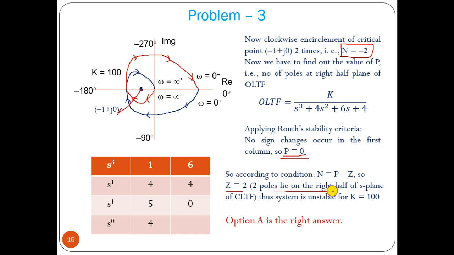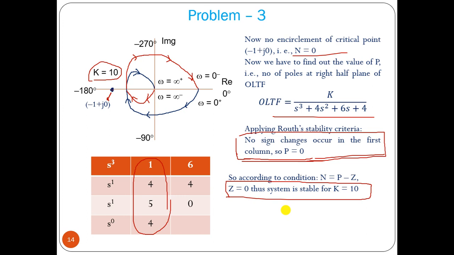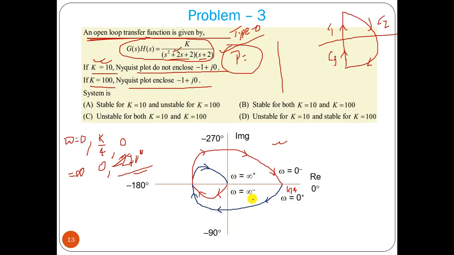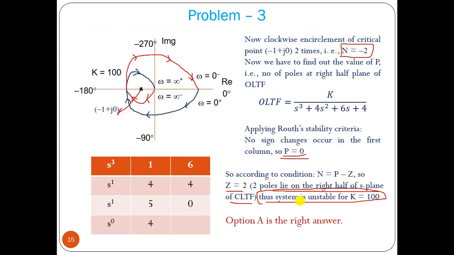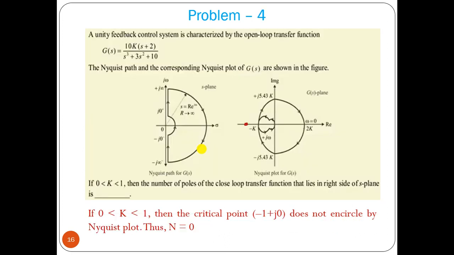That means two poles lie on the right half of the S plane of the closed loop transfer function. The system is unstable for k equal to 100. That means for k equal to 10, the system is stable, and unstable for k equal to 100. So this is the right answer, option A. So these are the problems I have taken from the GATE examination.